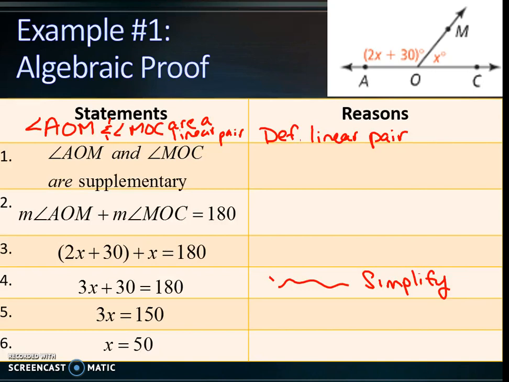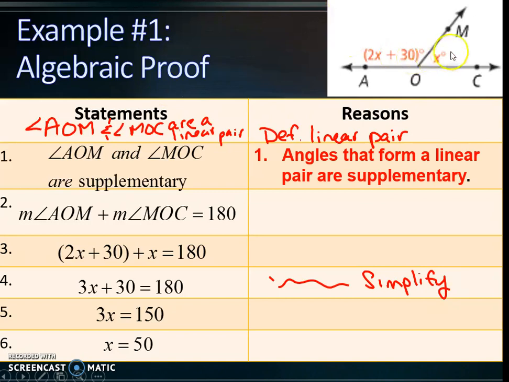So here is example 1, algebraic proof. You have a diagram here. This is a linear pair, and that's supplementary angles. You have 2x plus 30 here, and then you have x here. So statements: angle AOM and angle MOC are a linear pair. We know that's a linear pair, and you're going to use the definition of linear pair.